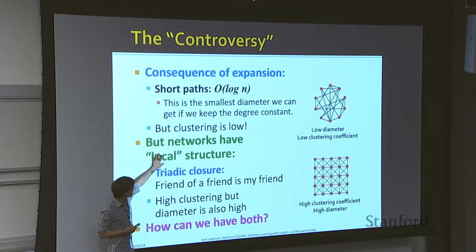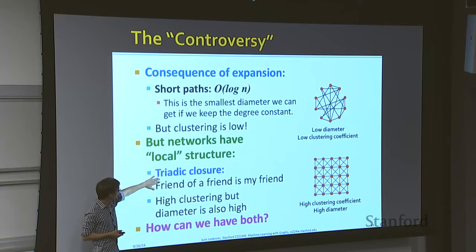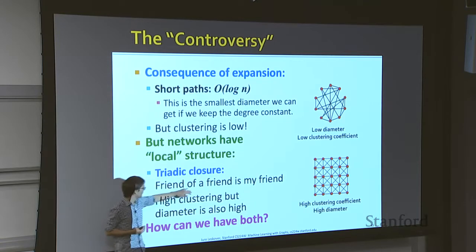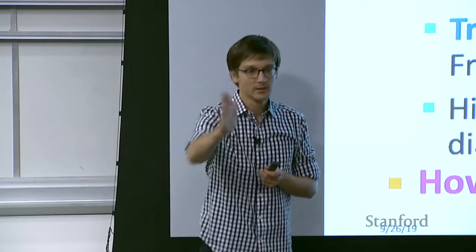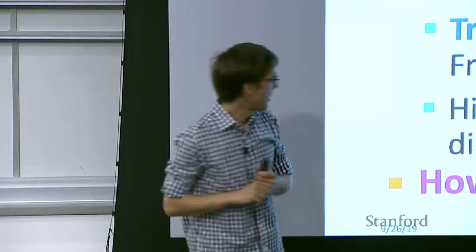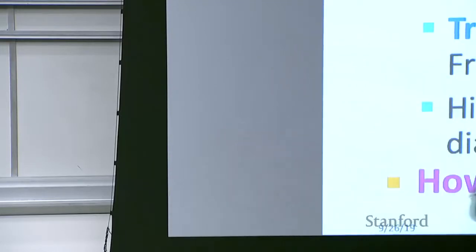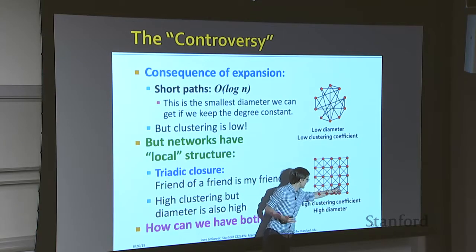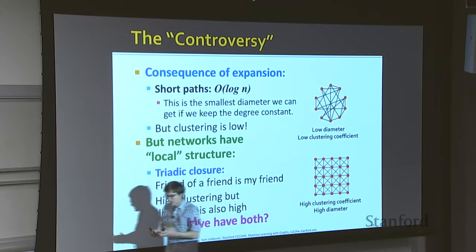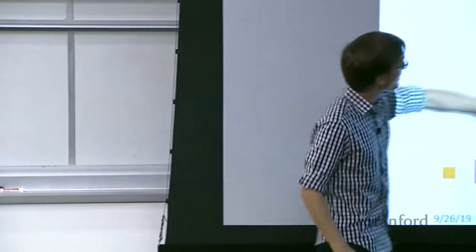But networks, social networks in particular, have a lot of local structure. This notion of what social scientists call triadic closure, that a friend of a friend is also my friend, right? So if you are friends with Michele and Michele and I are friends, then the two of us will likely be friends as well. And this means that the clustering will be high. But if clustering is high, then the network must look something like this, right? It has a lot of these redundant edges that connect friends of friends, so they don't contribute to making the diameter small. So the question becomes, can I have both?